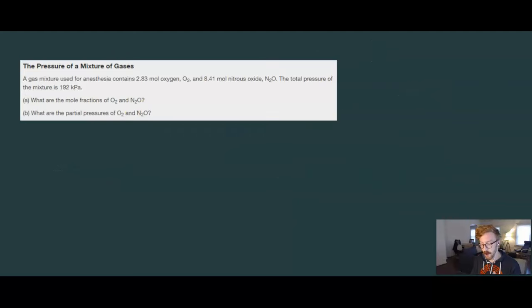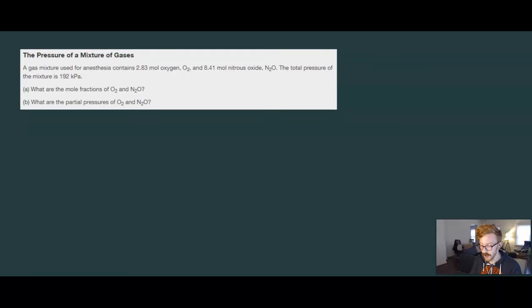In the interest of time, I'm only going to do part A of this problem. I'll leave part B to you. A gas mixture used for anesthesia contains 2.83 moles of oxygen and 8.41 moles of nitrous oxide. The total pressure of the mixture is 192 kilopascals. So we're going to solve for A. What are the mole fractions of O2 and N2O?